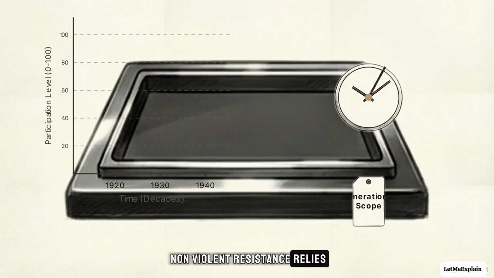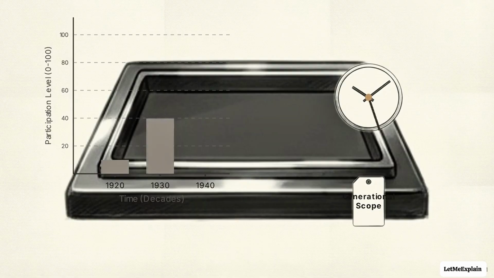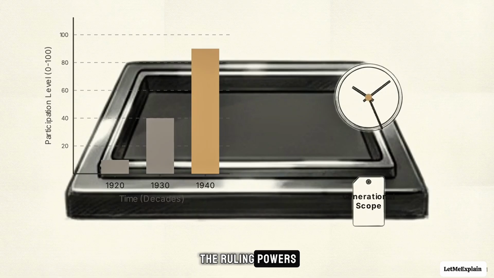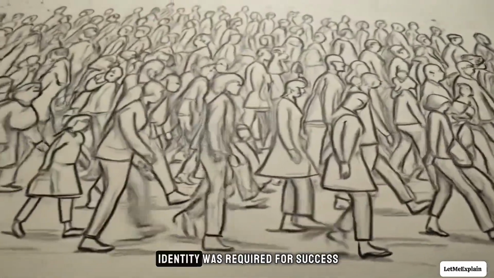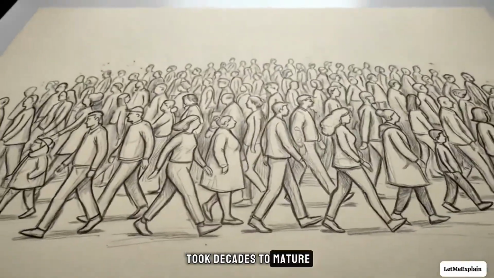Nonviolent resistance relies on building a broad national consensus across millions of people. This strategy creates high levels of unity, but requires decades of sustained pressure to erode the ruling power's control. Systematically rebuilding a unified national identity was required for success, but the process inherently took decades to mature.